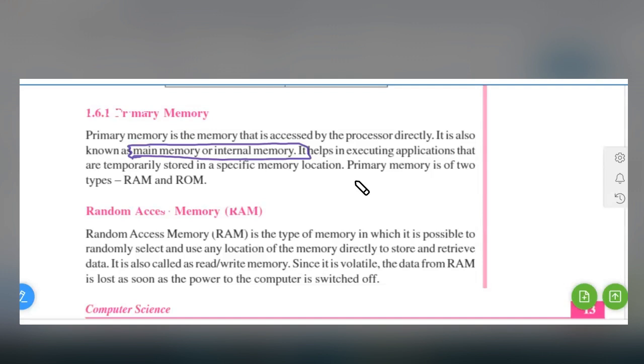It is again classified as RAM and ROM: random access memory and read-only memory. RAM is volatile and ROM is non-volatile. Volatile means the data erases when the power is lost. RAM is a type of memory in which it is possible to randomly select and use any location of the memory directly to store and retrieve data. It is also known as read or write memory. Since it is volatile, the data is lost as soon as the power is switched off.